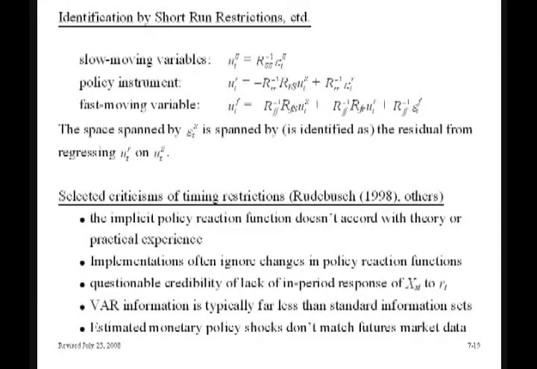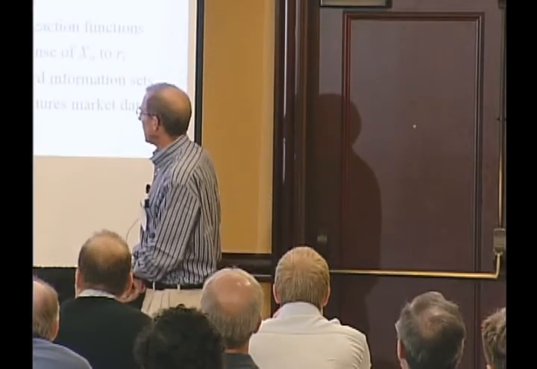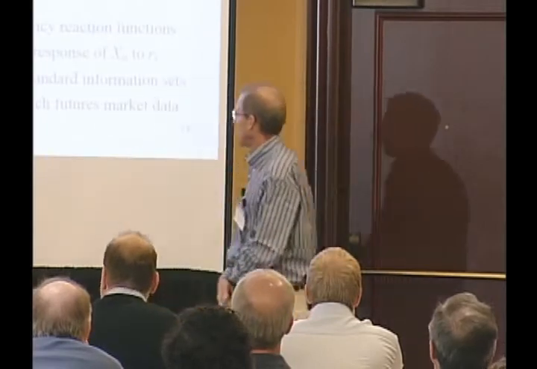There were a variety of critiques. One of them is that the monetary policy rule that's implicit in the VAR doesn't come close to recognizing the amount of information that the Fed takes into account in setting monetary policy. The monetary policy shocks that are estimated here don't match the ones from the futures market. So there's a variety of critiques that were made. I'm not going to go into that, but I think those are pretty well articulated in that paper.